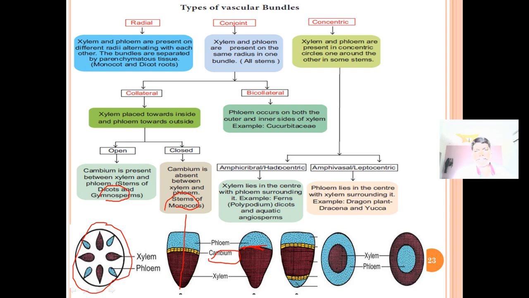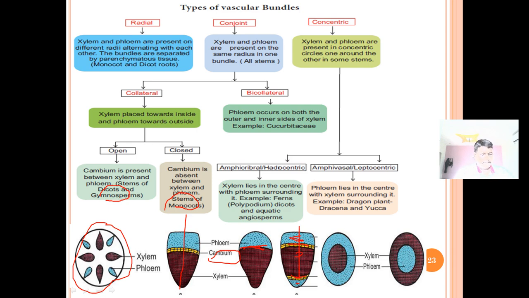Then the bicollateral vascular bundle, this is very special. The xylem is surrounded by phloem on both sides, so two phloems and cambiums are present. A very good example for this bicollateral vascular bundle is Cucurbitaceae.